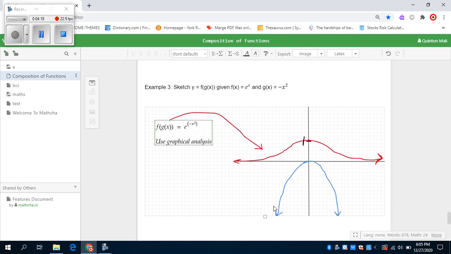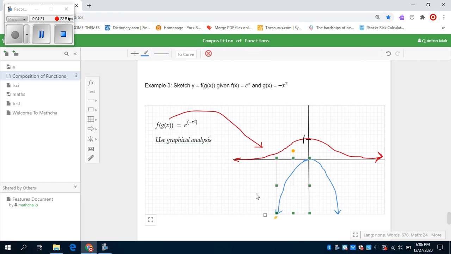The blue graph is the graph of negative x squared, the graph of g of x, and we think about what happens if we sub these blue values into f of x. So for g of x equals 0, if this goes into f of x equals e to the x, e to the exponent of 0 is 1, so we know we have a value of 1 here.